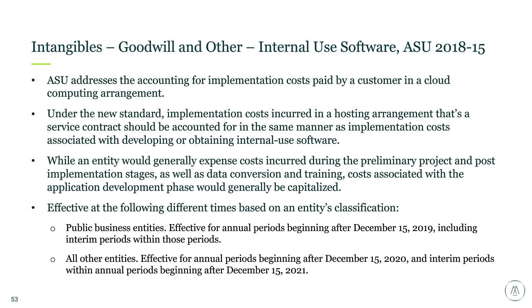This ASU is effective at different times based on an entity's classification. So for public entities, effective for annual periods beginning after December 15th, 2019, including interim periods within that period. And for all other entities, those non-public entities, it's effective for annual periods beginning after December 15th, 2020, and interim periods within annual periods beginning after December 15th, 2021. And early adoption is permitted for this standard.